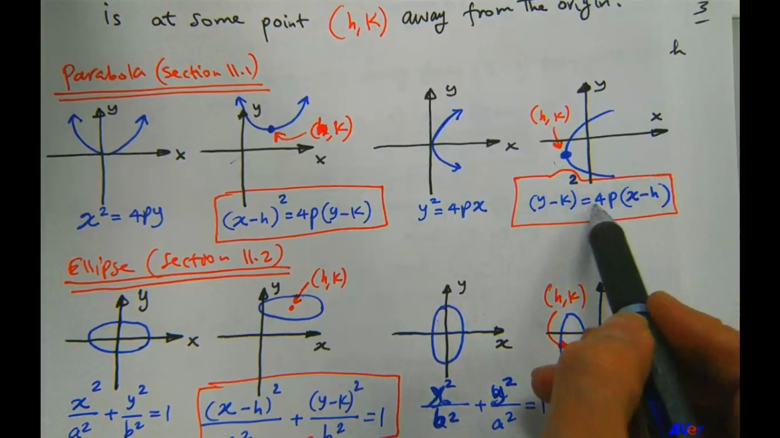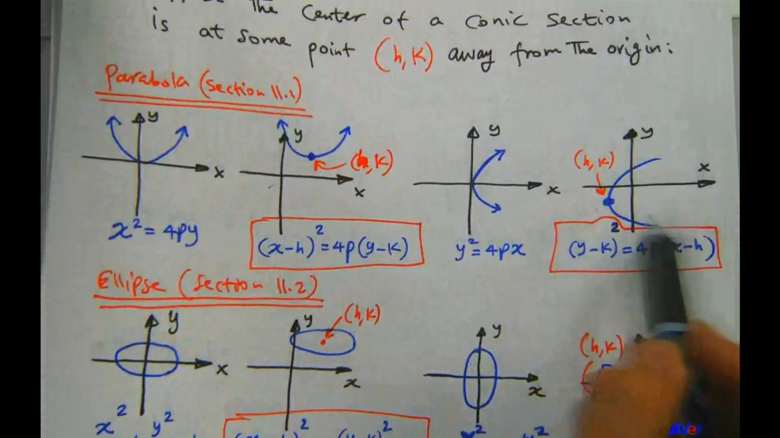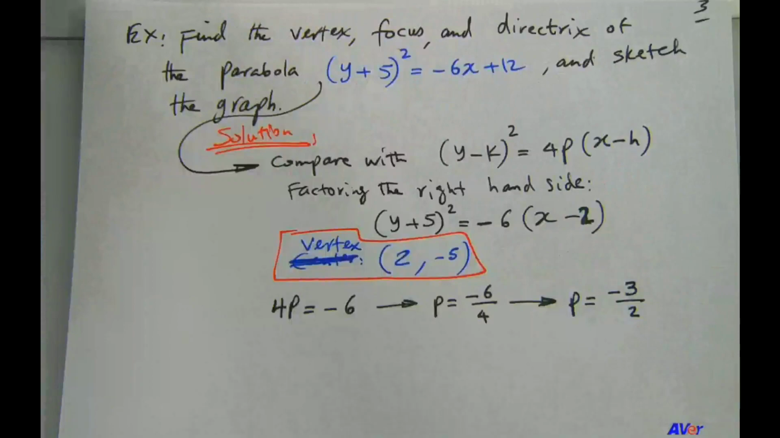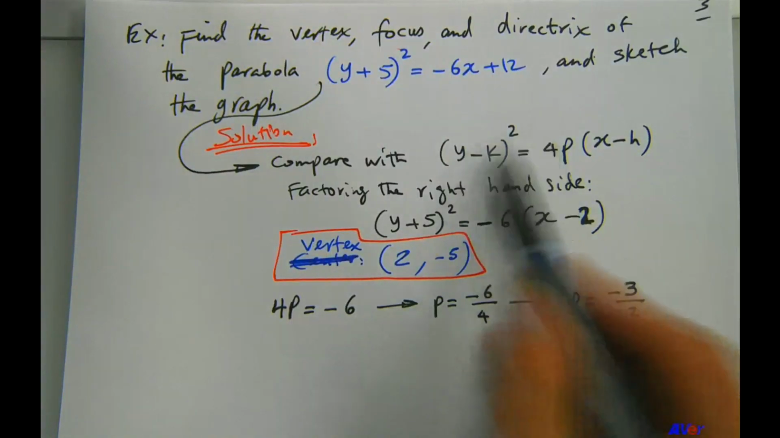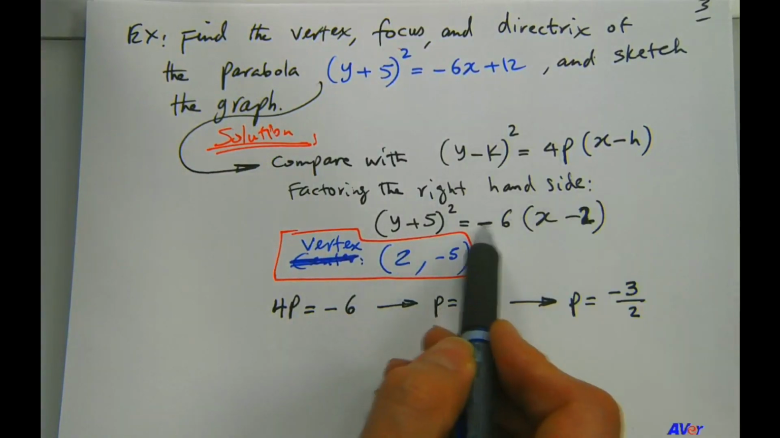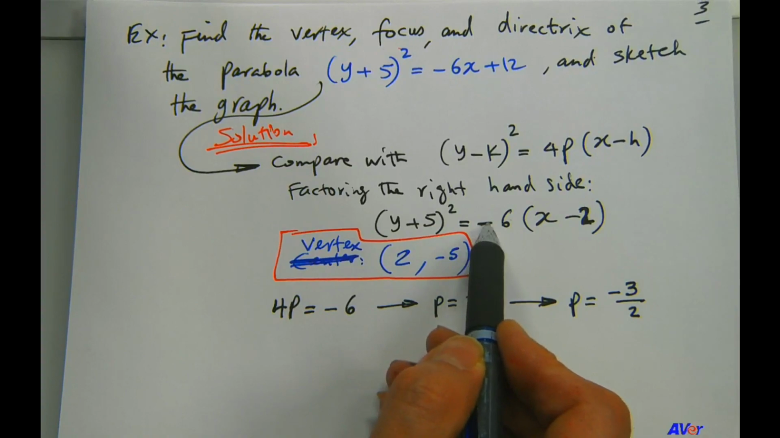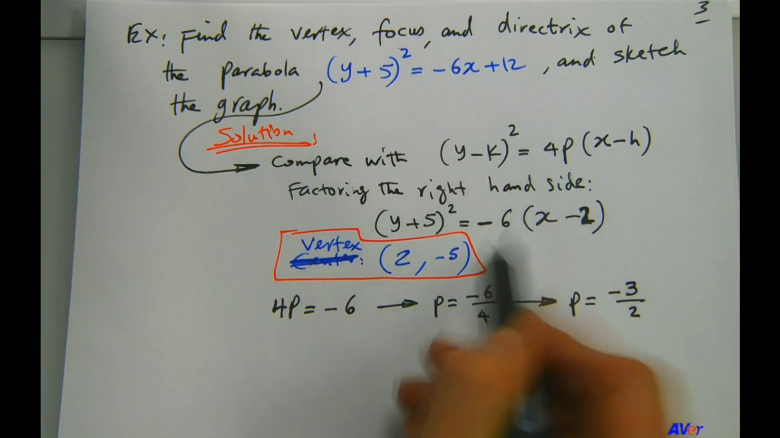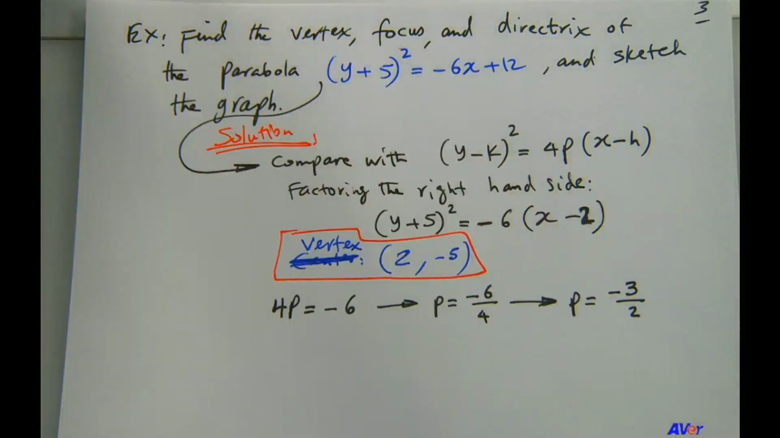So if this was negative, it would open to the left. If it's positive, it opens to the right. But it opens horizontally if you have y squared. This is certainly y squared, and certainly we have a negative in front here. So it's a horizontal parabola, and it opens to the left, not to the right. Because of this negative, it opens to the left.